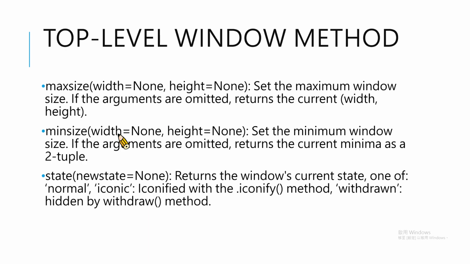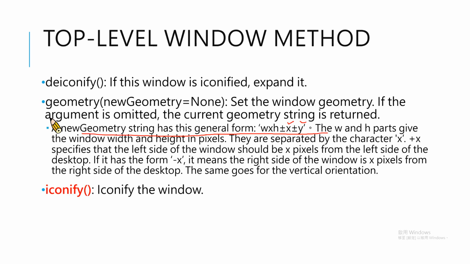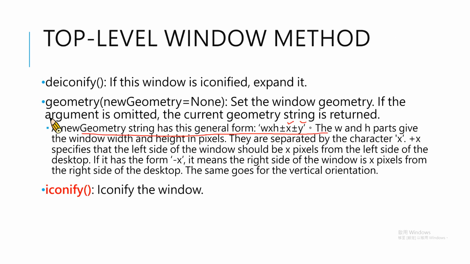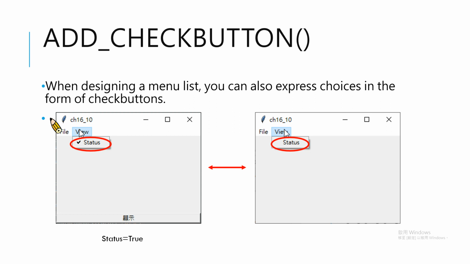So you see, maximize and minimize mean maximize the window, minimize the window. So you see here, you see the top level window method, which deals with the system event. Then we see the example here.